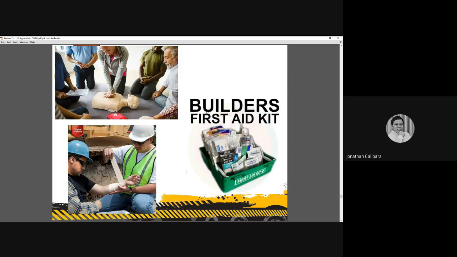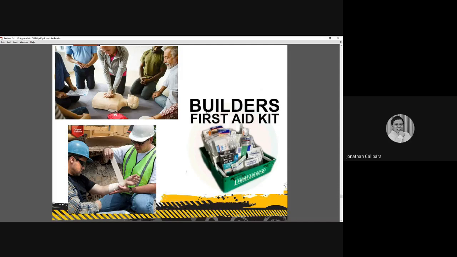In these times, good protocols are appreciated. Observe social distancing, but it is not protective gear and it is not personal. The meaning of personal protective gear or equipment is a gear or equipment that you use on your body while working.